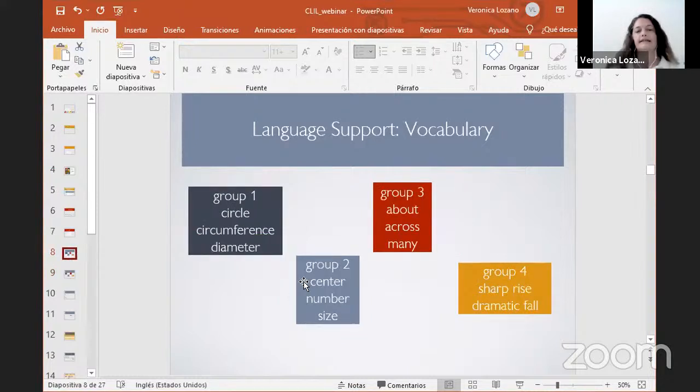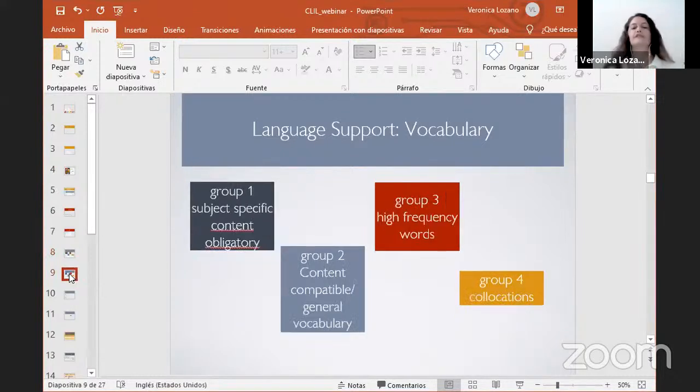So this is vocabulary. If you read carefully, center, number, size, this kind of conveys an idea of math, but also these are words that are used in other subjects or even in everyday situations. So they are called content compatible. They are math words maybe that can be used for different things.